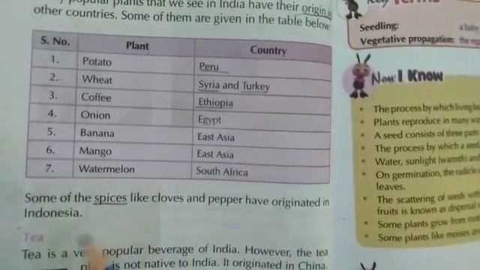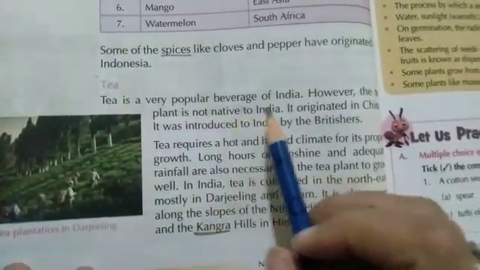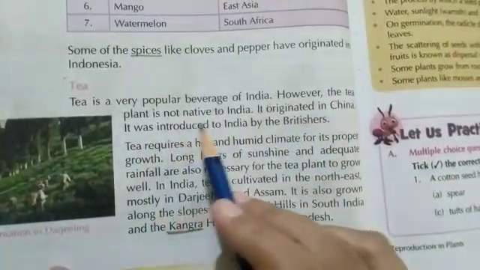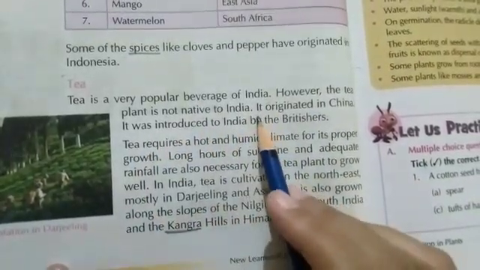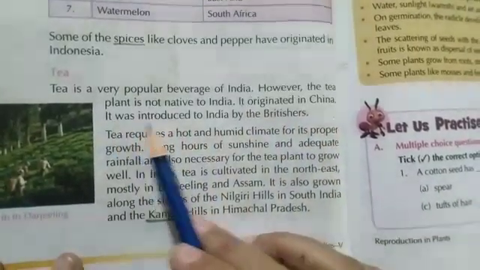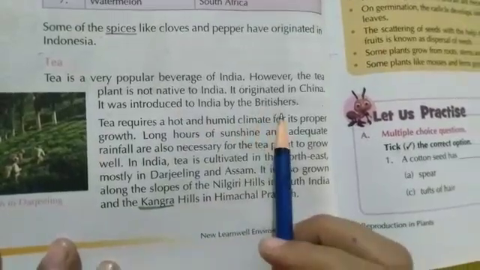Some of the spices like cloves and pepper have originated in Indonesia. Tea. Tea is a very popular beverage of India. However, the tea plant is not native to India. It originated in China. It was introduced to India by the Britishers.